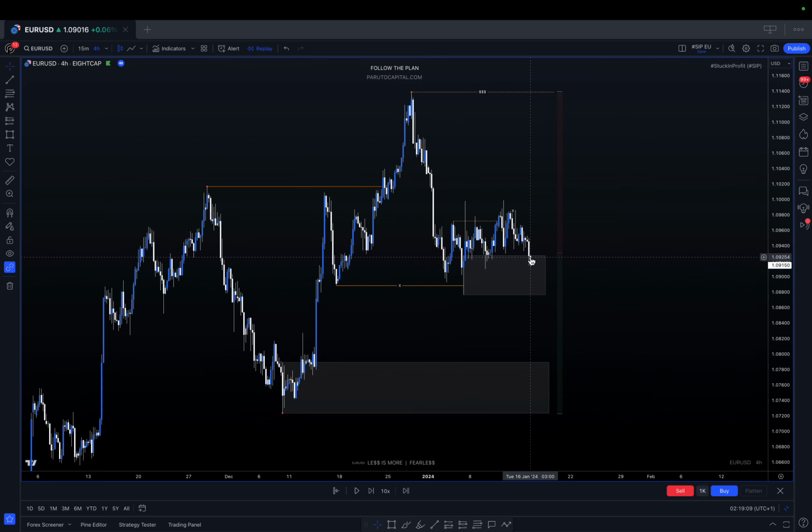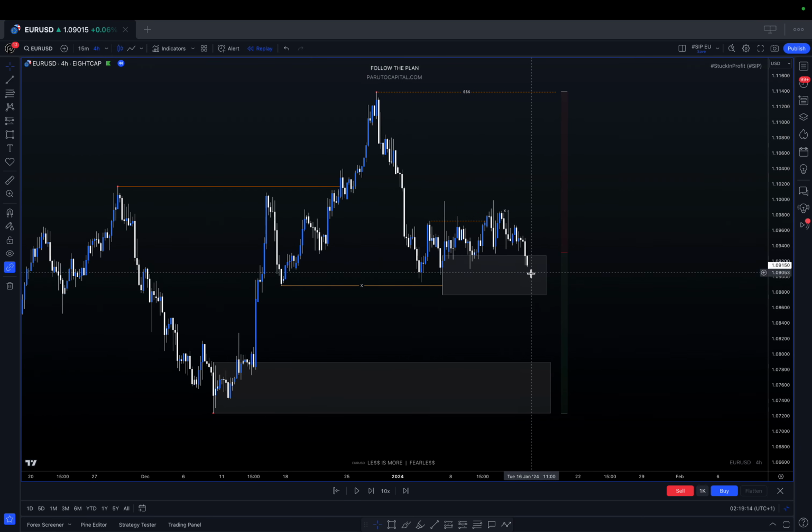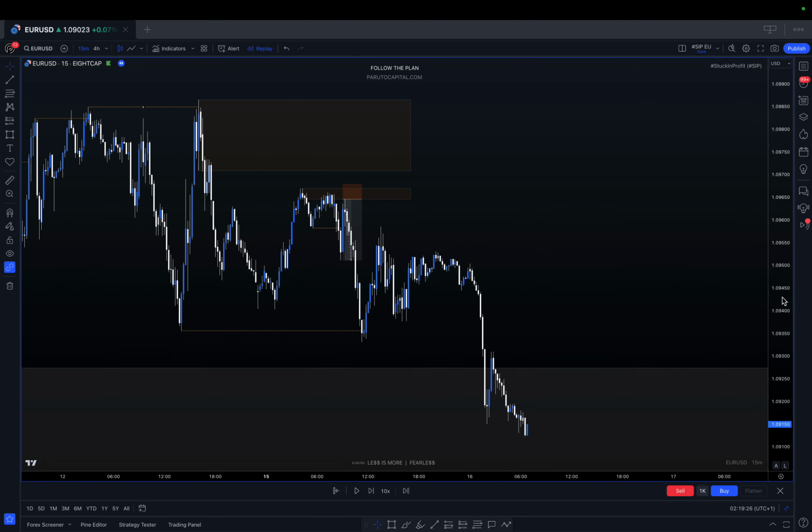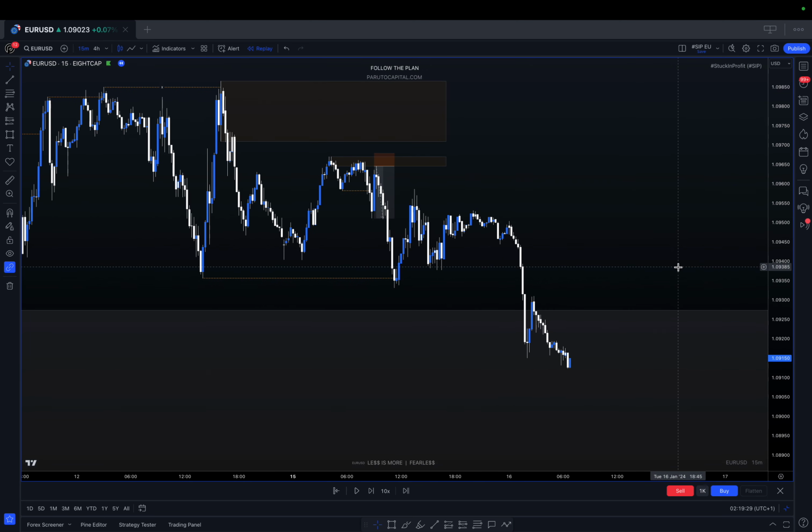We can't just say, okay, now price has tapped into this, I want to go long. No, we would have to wait for confirmation. A bullish chalk would tell us that, okay, maybe price wants to continue to push to the upside. But until that happens, we continue to trade the bearish move. Okay, so here we go. So what do we have here? I'm just going to leave this here.